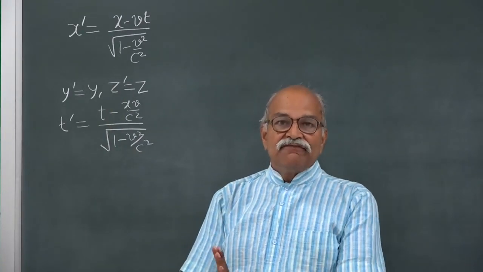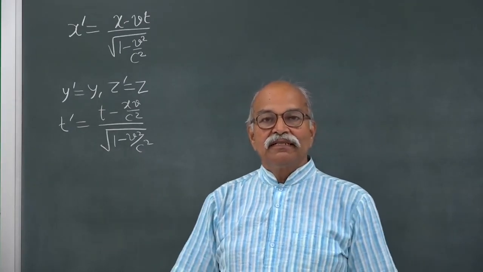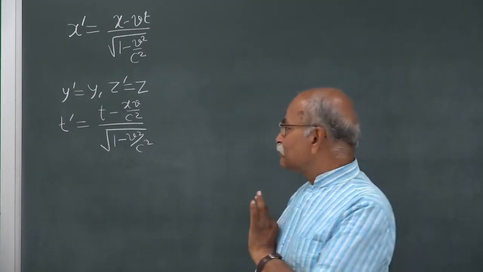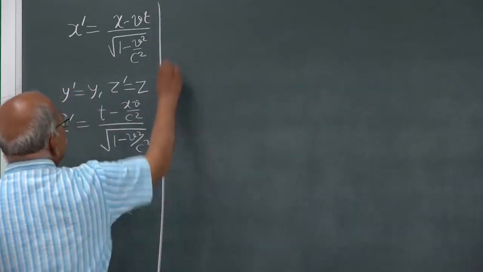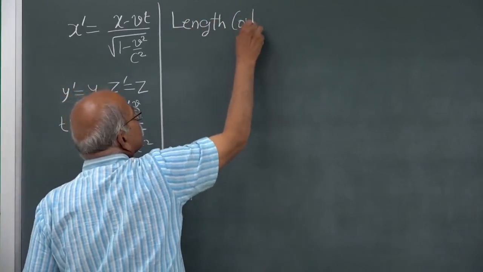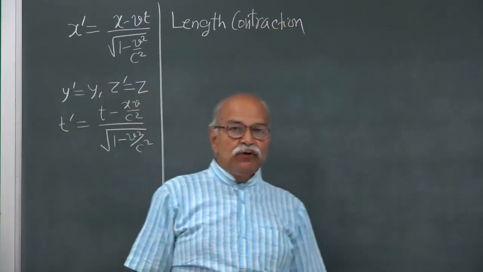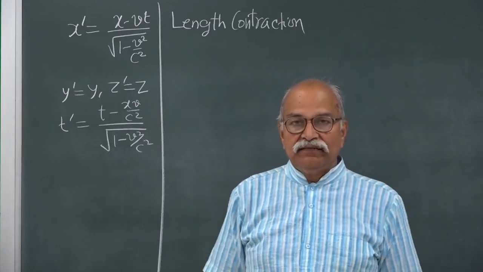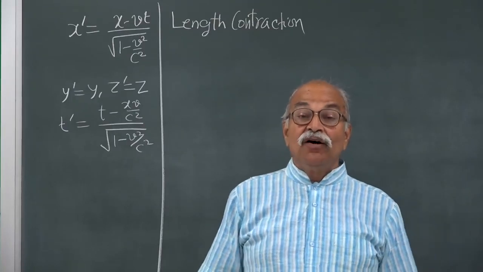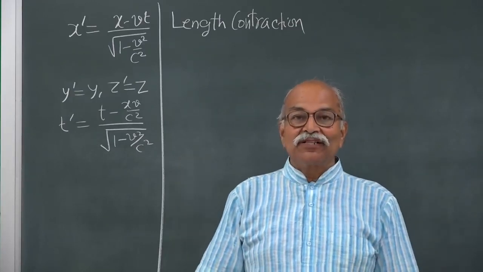Now, if this is the transformation equation, then we have several beautiful results that can be derived from here. The first one is length contraction. So, if I have to measure the length of a rod or a table or any material object, or the distance between two points, that is also a length.